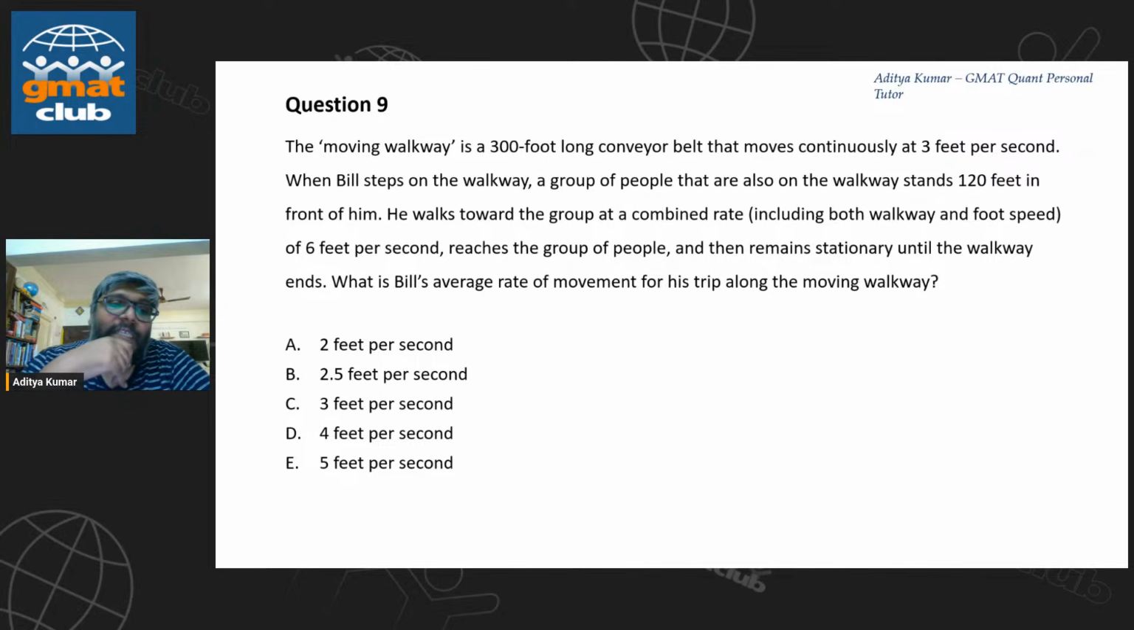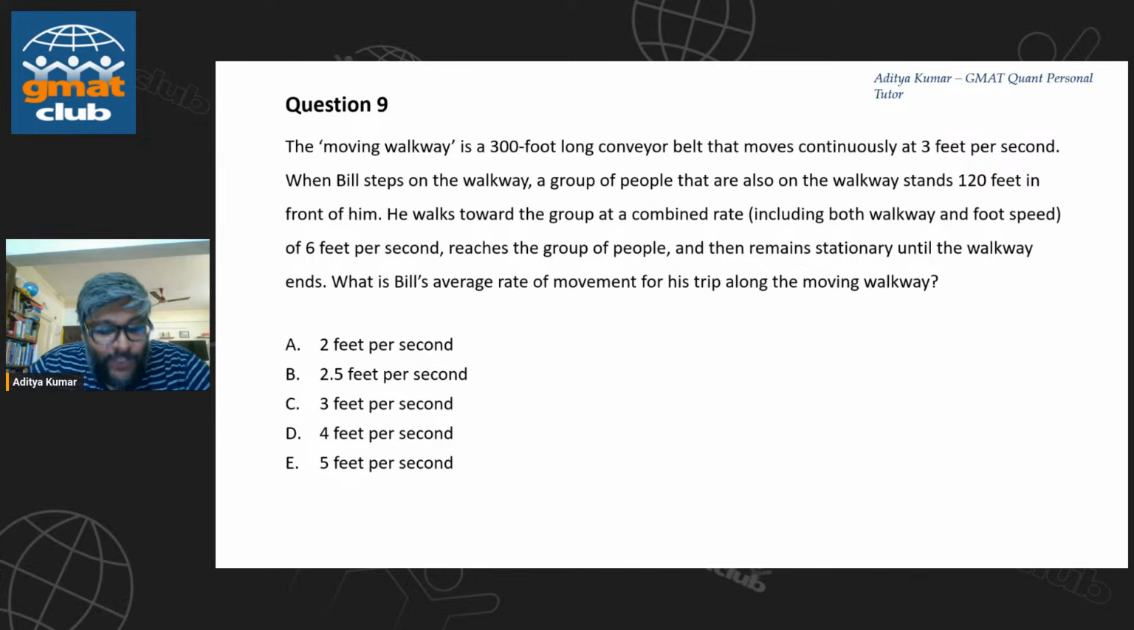So people have given me C as the answer. High chance that you would have kept the group stationary. You wouldn't have considered that they are moving as well. Yes? Good. Somebody's fixed it as well. Okay, so let's discuss. It's very important, like I said, to do the first bit right. If you do the first bit right, everything falls into place.